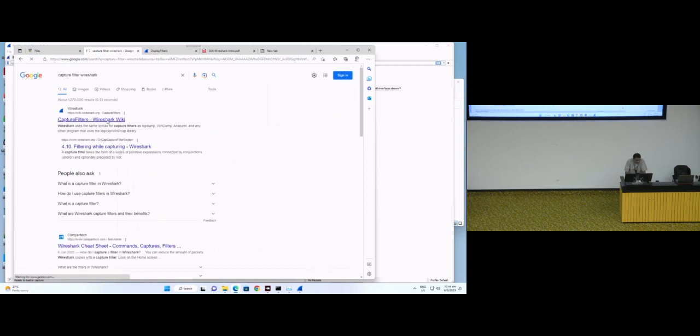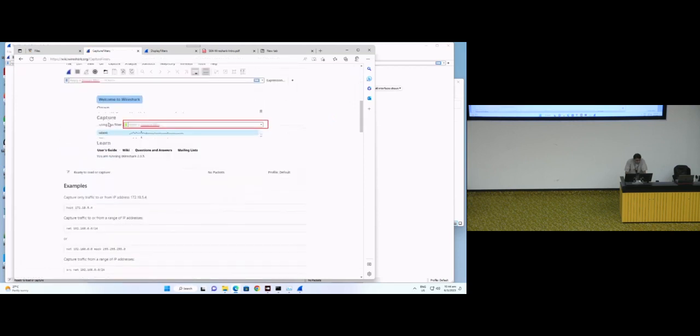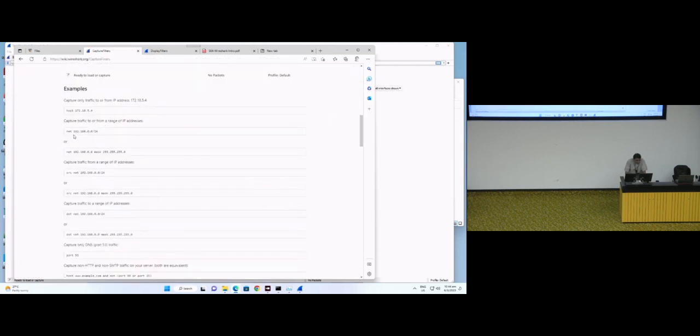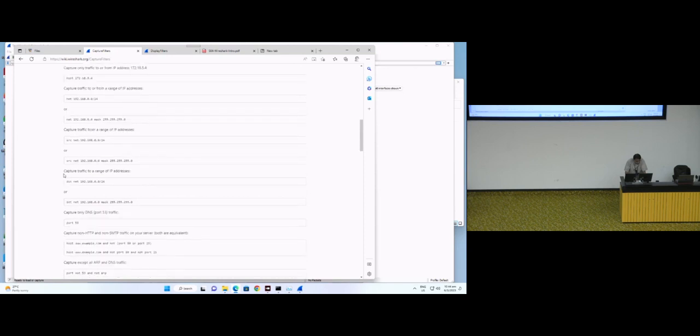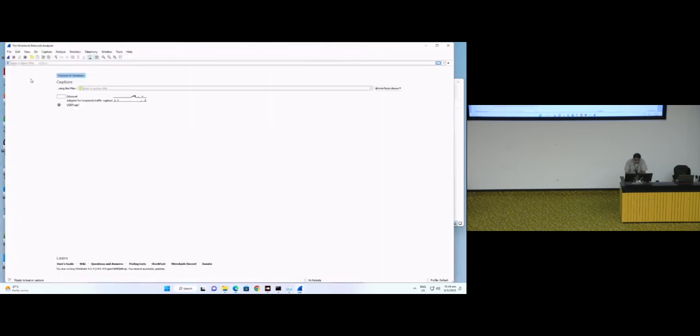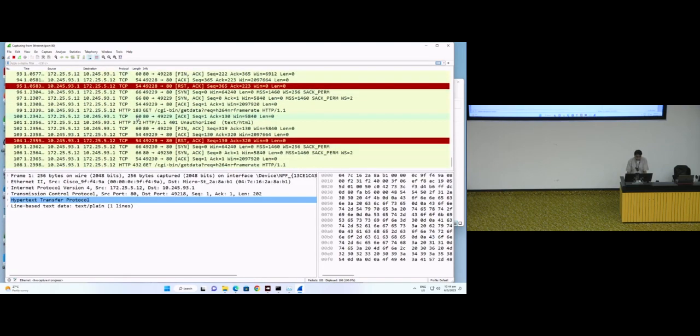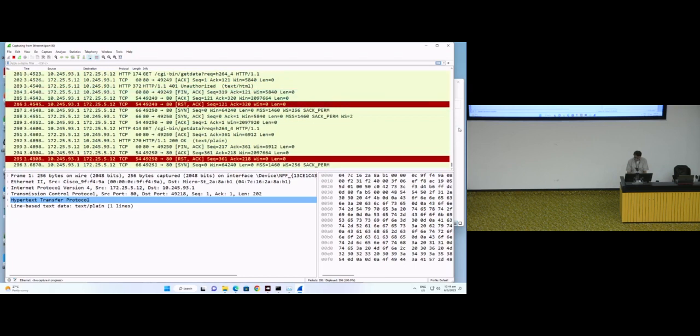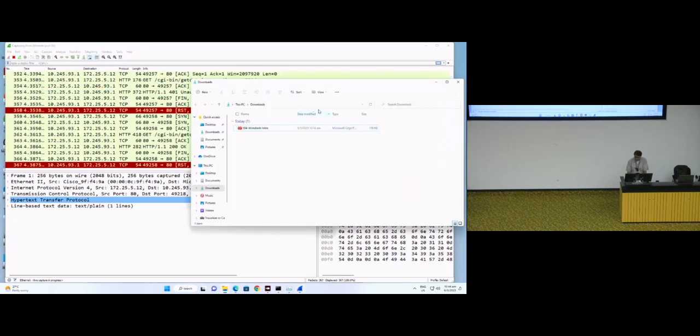Yeah, there you go. That's what I want. So here we go. Here, we can just write, for example, if I want to capture just port 80. So let's capture port 80. I'll type here, port 80, on Ethernet, and we'll go. Oh, there's a lot of stuff. I didn't realize that. But anyway, we're going to do this.